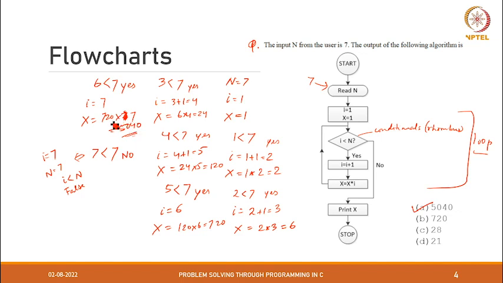No, it's correct, right? It's 5040. Yes, correct, sir. Sorry, I wrote 6 by mistake here. No, it's 7, sorry. So it will multiply by i basically. So i is 7 here, so it will be 720 into 7. That will be 5040.